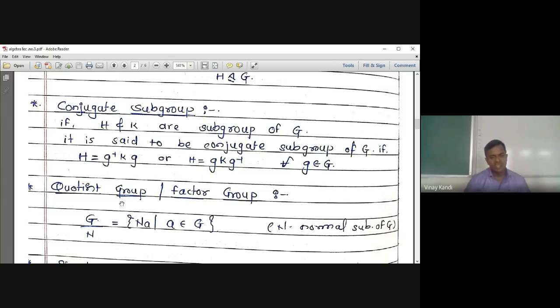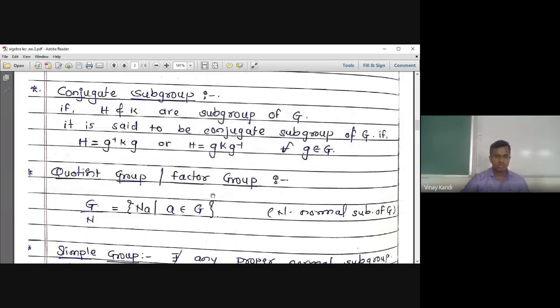The necessary condition is that N must be a normal subgroup of G to find G by N. So G by N is equal to Na, where A belongs to G. So every element of this factor group is in the form of N into A, where A belongs to G. And the necessary condition is that N must be a normal subgroup of G. This is called a factor group or quotient group.